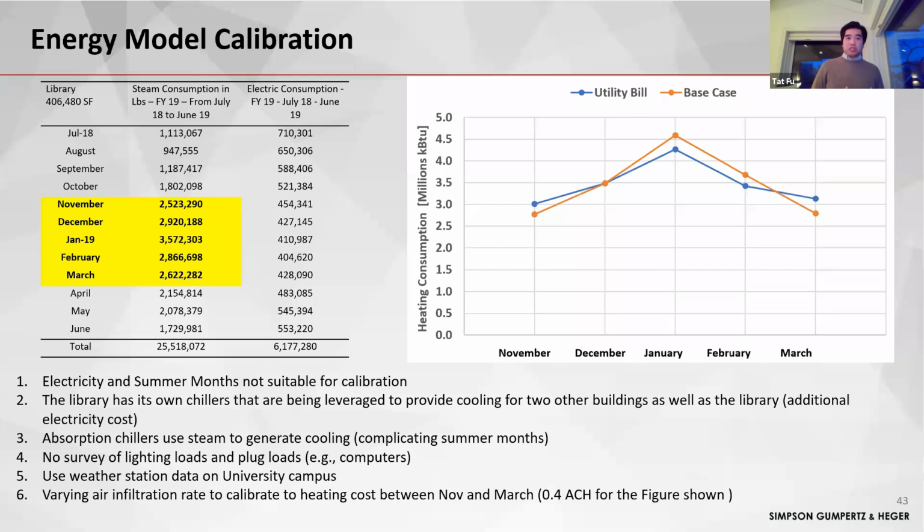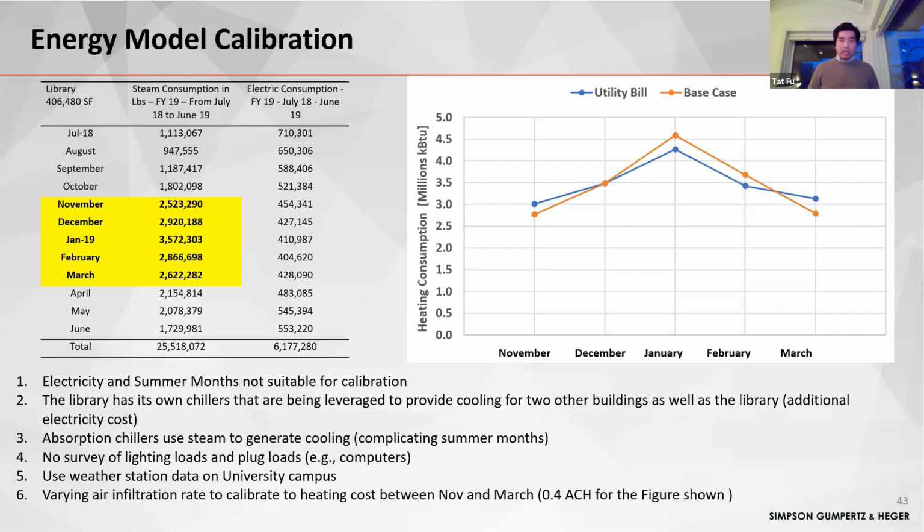the library has its own chiller that is also providing cooling for 2 other buildings. So that means the electricity consumption is not just for this building alone. And also we don't have survey data for the lighting load and plug load, so that makes the electricity calibration inaccurate. So then we just focus on the heating part using the steam consumption.